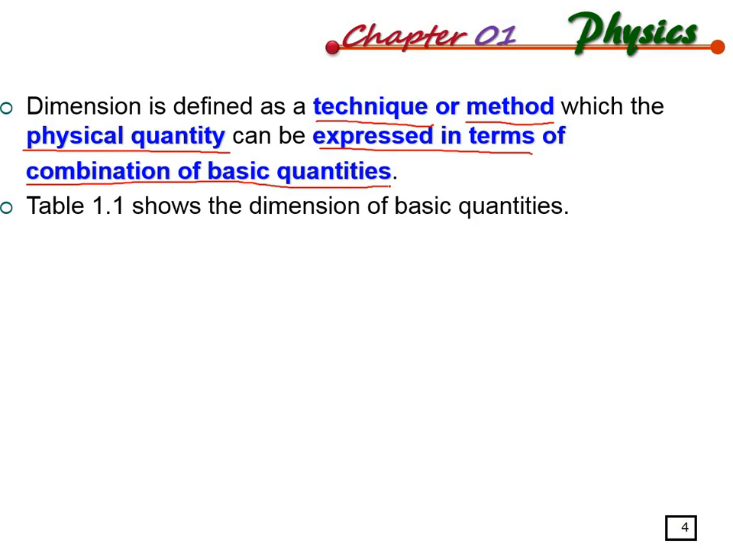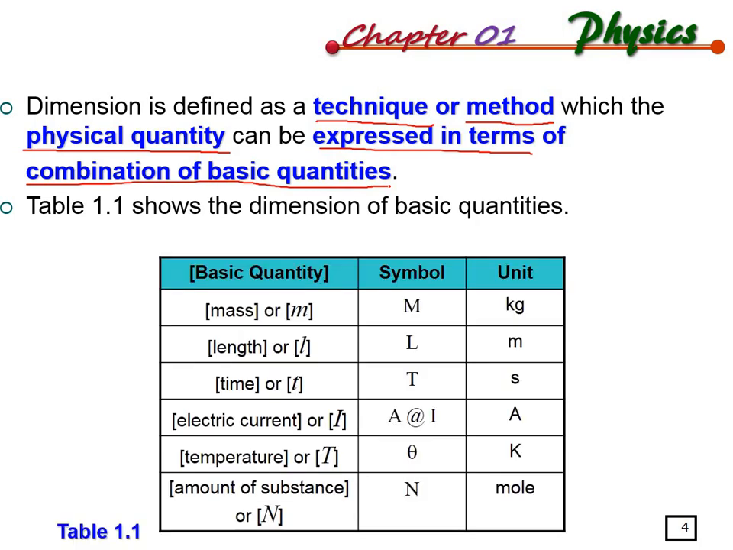Alright. So table 1 shows the dimension of basic quantities. We have the basic quantities: mass, length, time, electric current, temperature, amount of substance. Look at the first one, the mass. The symbol for mass is capital M, unit is kilogram. The symbol for length is capital L, unit is meter. For time, symbol is capital T, unit is second.